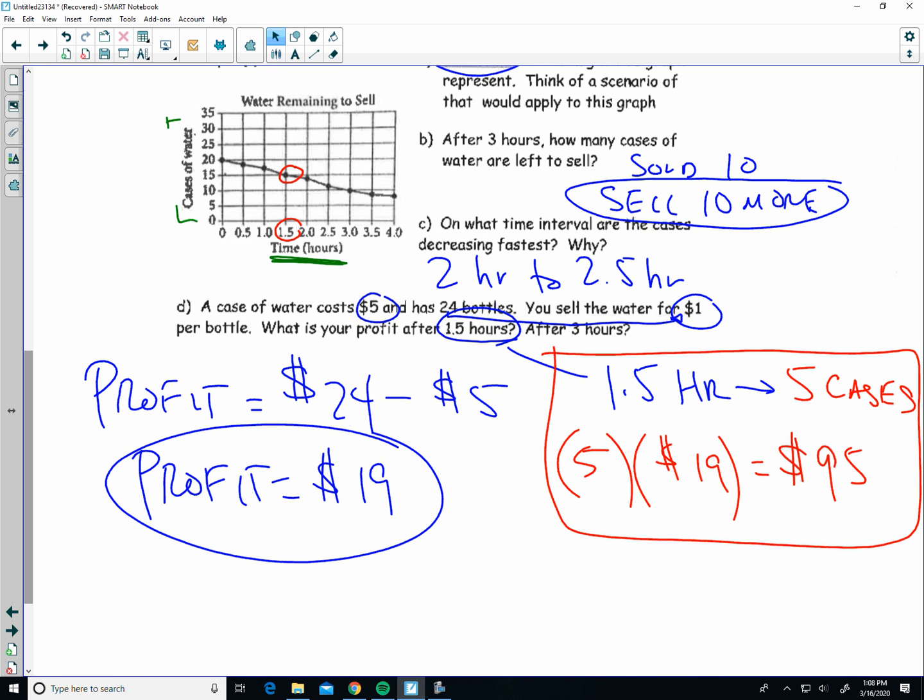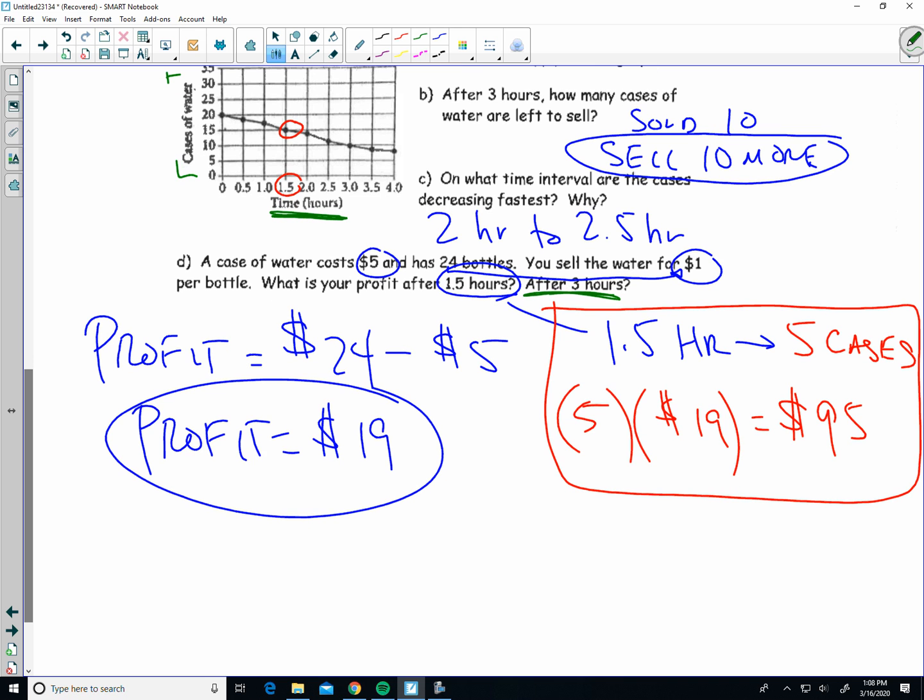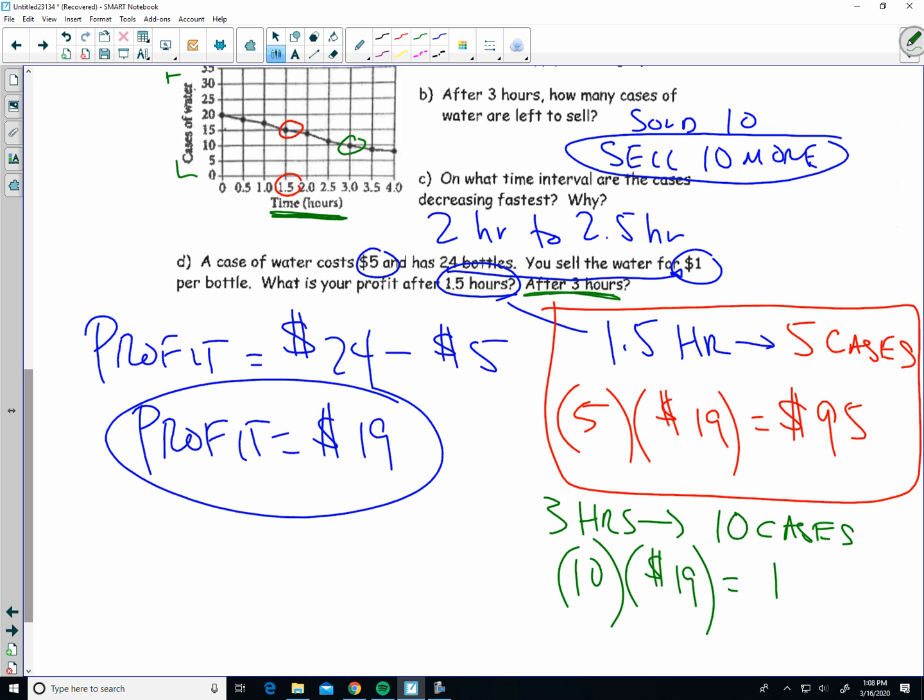And then the next portion of the question says, what happened after the 3-hour mark? Okay, so same idea here, guys. Check out what happens at 3 hours. At the 3-hour mark, we sold 10 cases. All right, we had 20, and now we've got 10 left. So nice little connection. After 3 hours, we sold 10 cases. And again, what do we know? Every time we sell a case, we get $19 in profit. 10 times that 19, it's $190 profit.